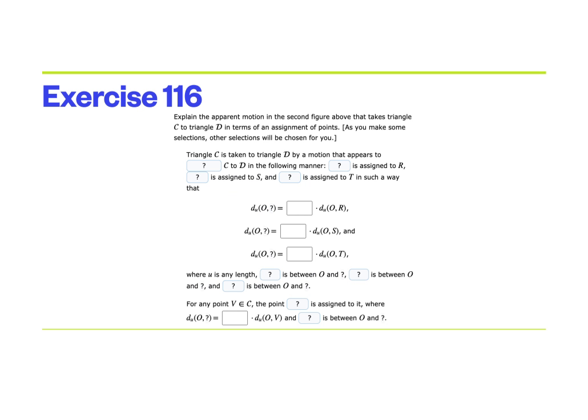So in exercise 116 in EMF, we want to explain the apparent motion in the second figure above in our book that takes the triangle C to triangle D in terms of an assignment of points. As you make some selections, other selections will be chosen for you. I would like you to try this exercise. Press pause on your video, and when you're ready for me to discuss it further, press play again.